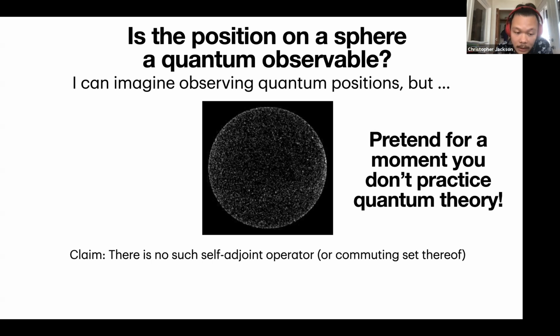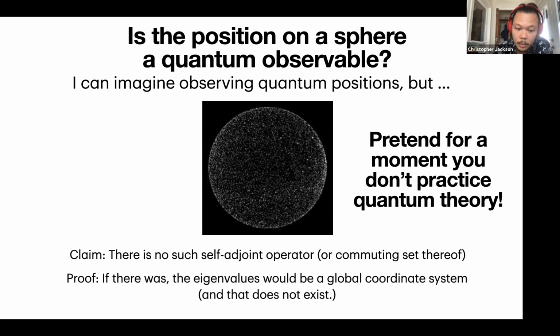However, you can quickly see that there's actually no such self-adjoint operator to assign to this kind of observable or commuting set thereof. And the proof is pretty simple. The observation is that if you had such operators, their eigenvalues would give you a global coordinate system, and such a thing does not exist. Okay, so that would be a good way to start off, to give you guys an idea of where I'm coming from.